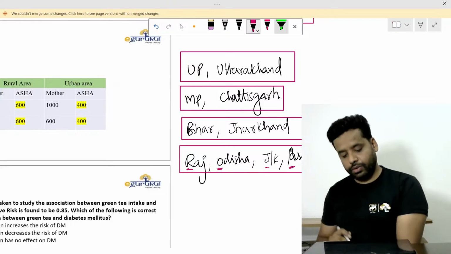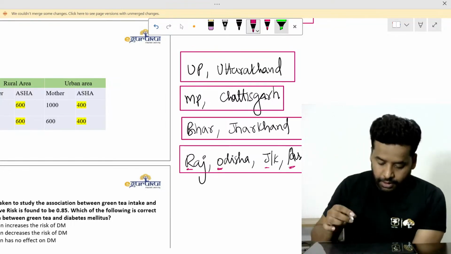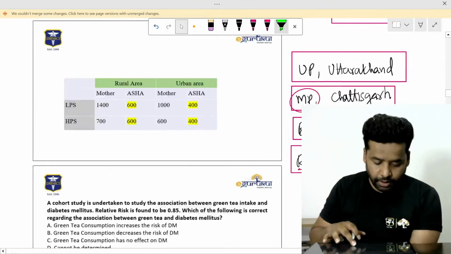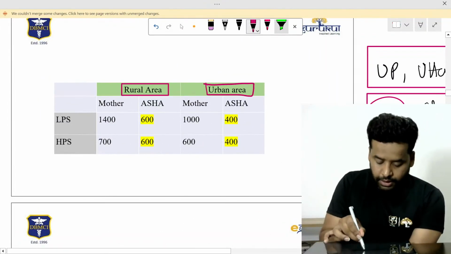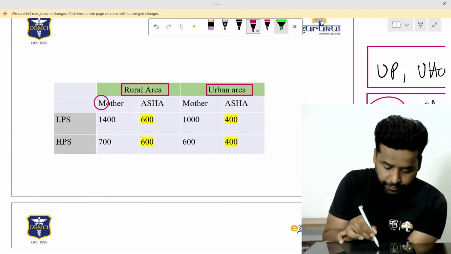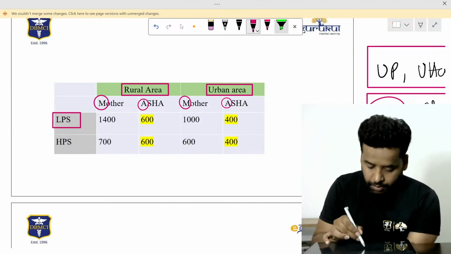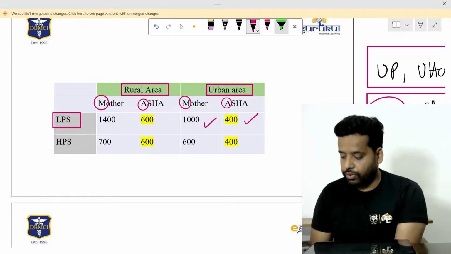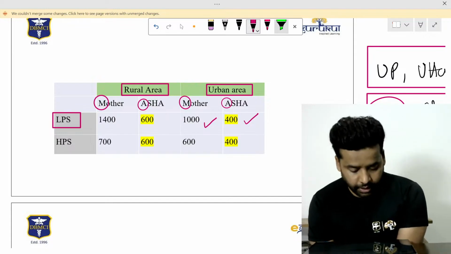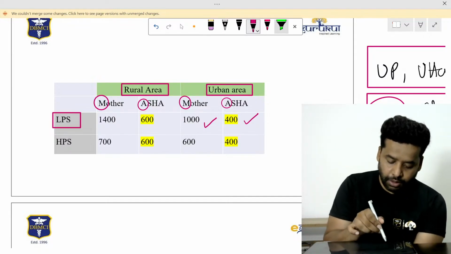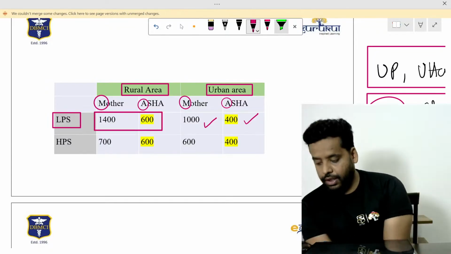It's good, looking good. Yes, MP. The question was on MP, right? Madhya Pradesh, urban area. Look here: rural area, urban area. Mother, ASHA. So low performing state, urban area: 1000 rupees for mother, 400 rupees for ASHA worker. If I ask Uttar Pradesh rural area, then what is your answer?